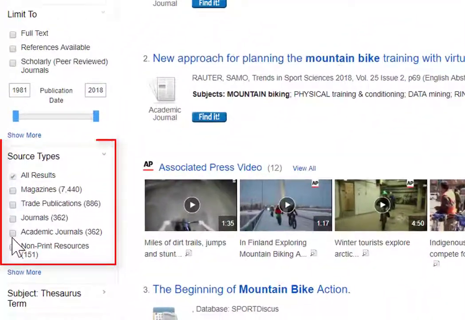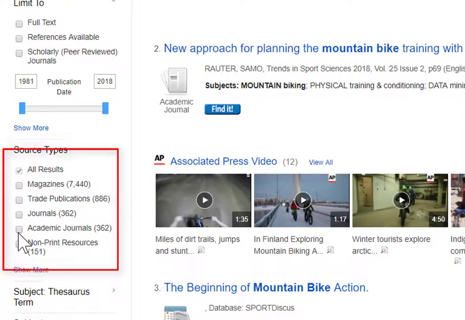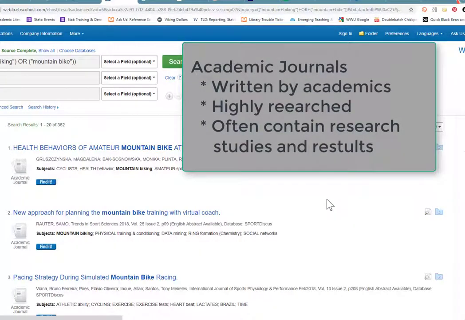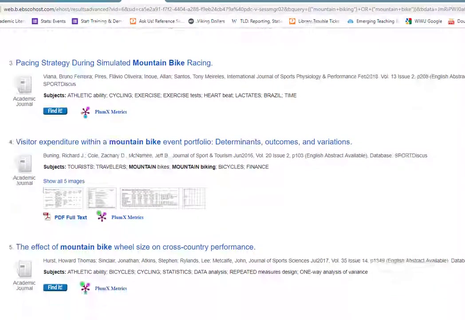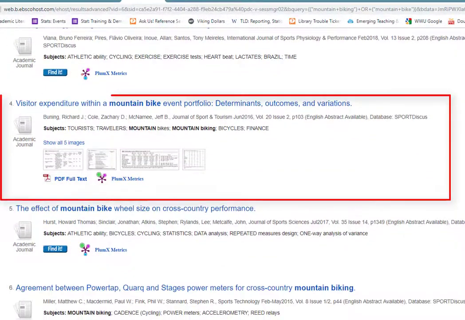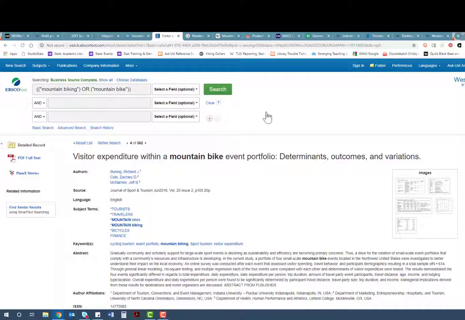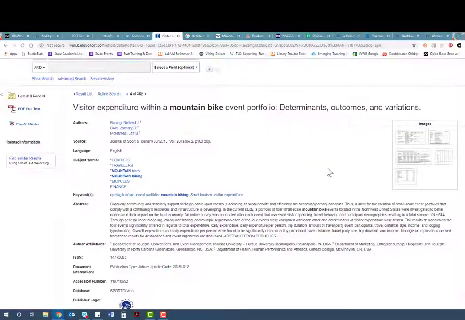One of the things I found was actually searching for academic journals was really helpful. That's not always the case in business research. Article number 4 here, visitor expenditure in mountain bike events. This is also from Sport Discus. This caught my eye because it was looking at visitor expenditures. Again, it's that idea of looking at who is participating in a particular sport or a particular activity as opposed to who is buying. This is the results page.